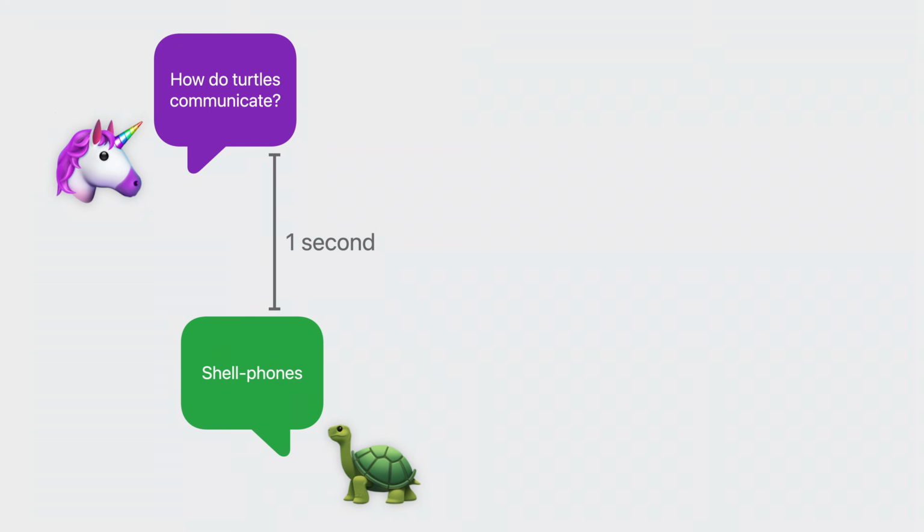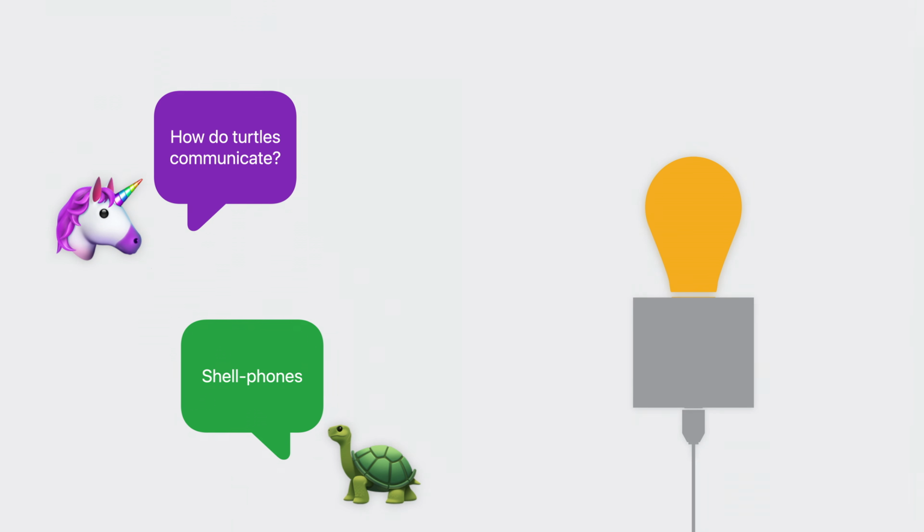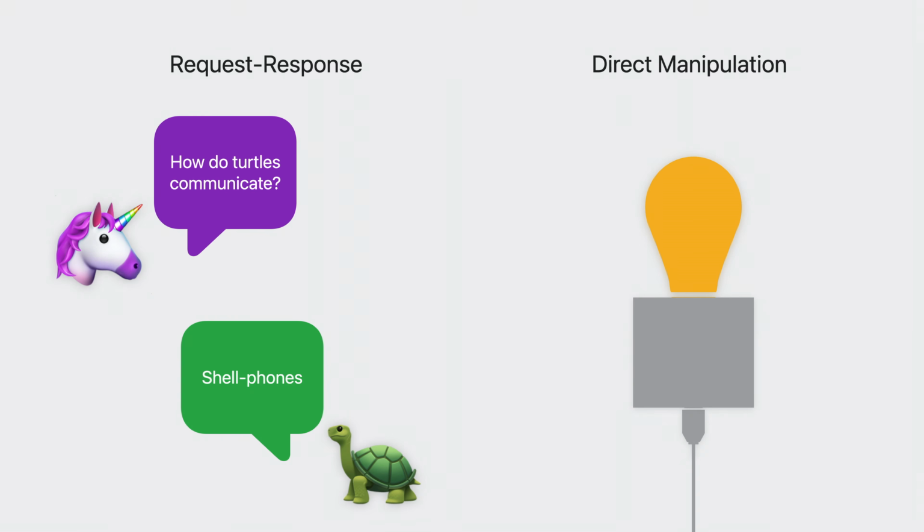Here we had a delay of 1 second between question and answer. And that felt totally natural. But this doesn't. Why is that? The conversation between the turtle and the unicorn is a request-response style interaction. But plugging in a lamp is directly manipulating a real object. Real objects react instantly. If you simulate a real thing, it also needs to react instantly. If it doesn't, it breaks the illusion.